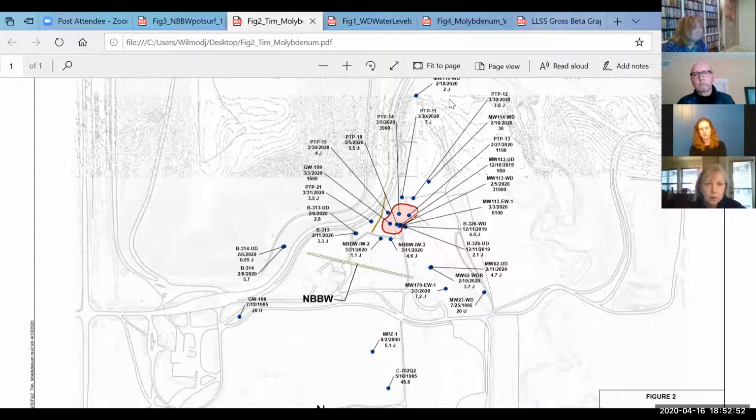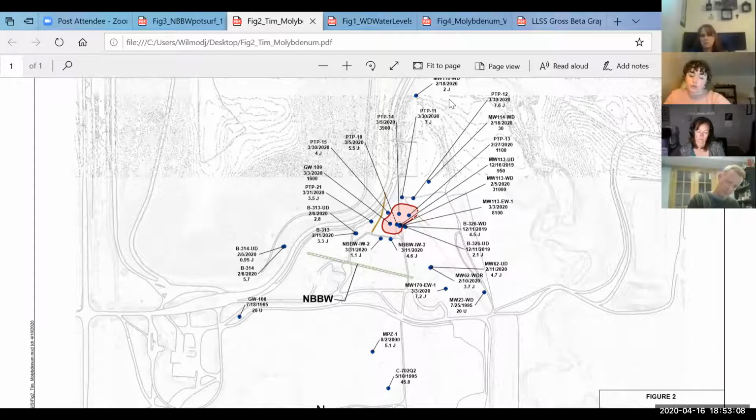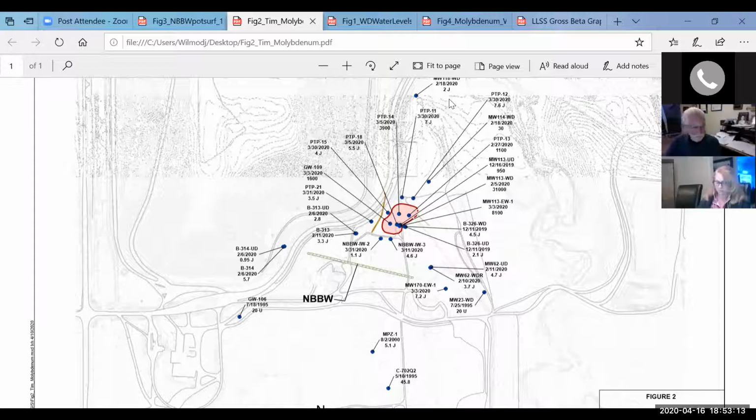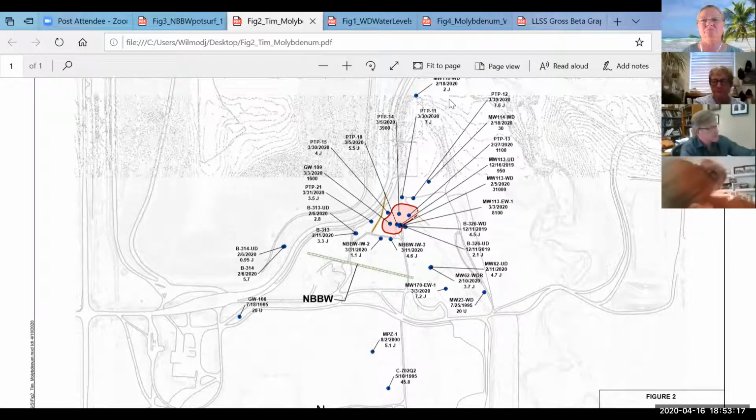So when you're running tests on these wells, are you able to identify what Moly is there? What isotopes? Yes, what isotopes are there? No, we're just analyzing for analytical methods, not radiological, not isotopic.